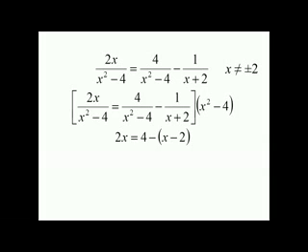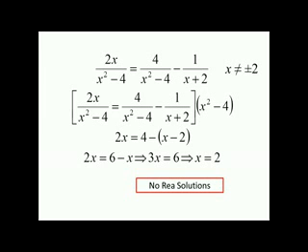When we multiply, we're going to get 2x equals 4 minus x minus 2. It's the part that didn't cancel when we multiplied that third fraction by x squared minus 4. We'll go ahead, distribute the minus, combine terms, we get x equals 2. Would that break a rule? Yes, it would, so there's no real solutions.